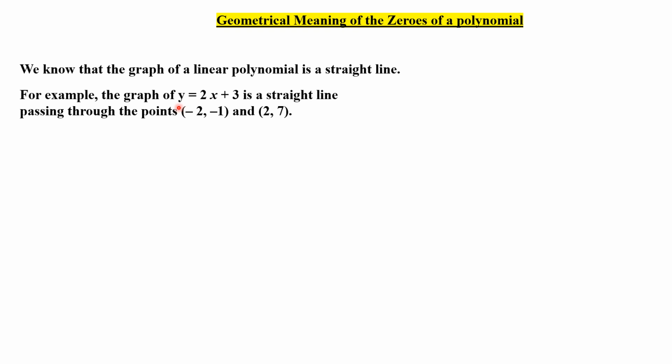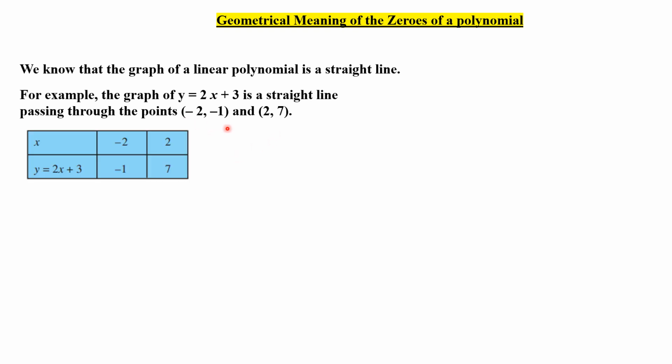So I have taken a linear polynomial y equal to 2x plus 3. When I plotted the graph of this, I got a straight line which passes through the points (-2, -1) and (2, 7). Now what is the meaning of these coordinates? It means when I put the value of x as -2 in this polynomial, I get the value of y as -1. So let's check it.